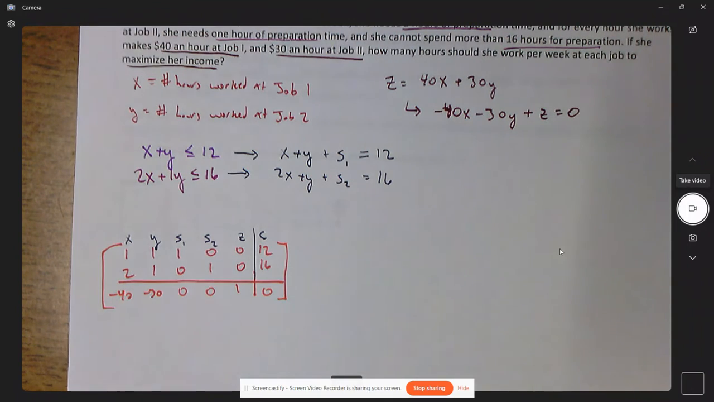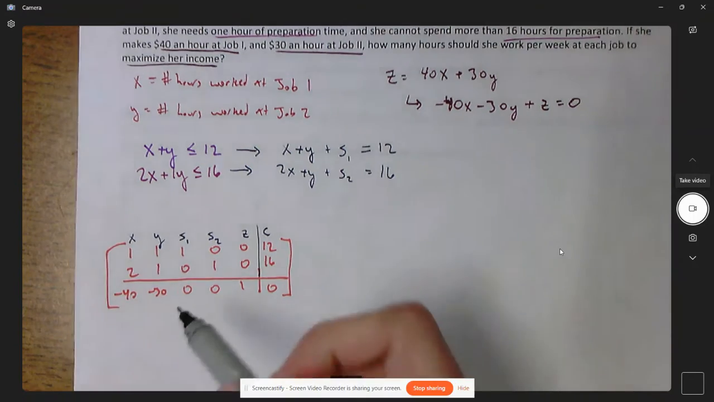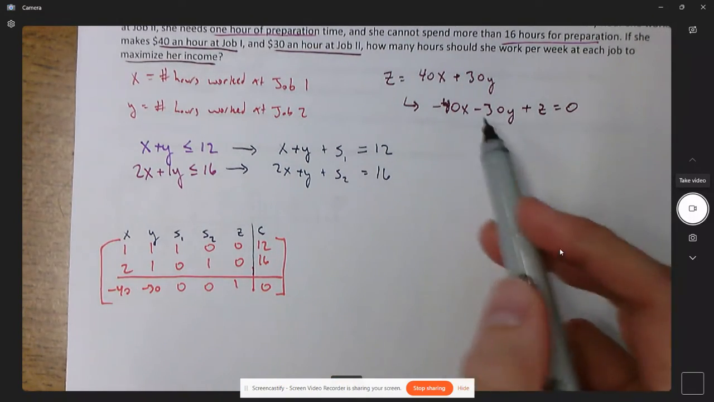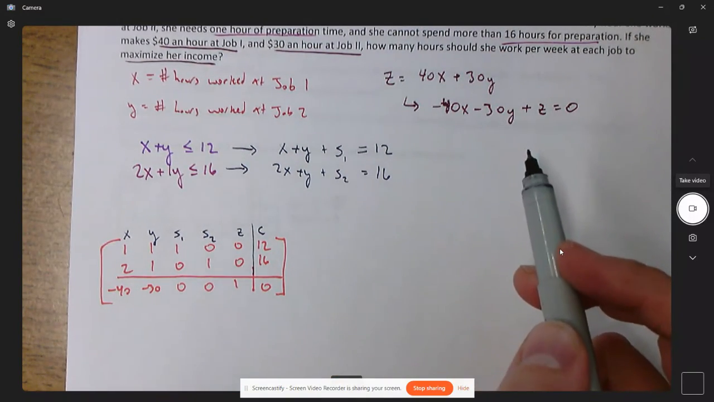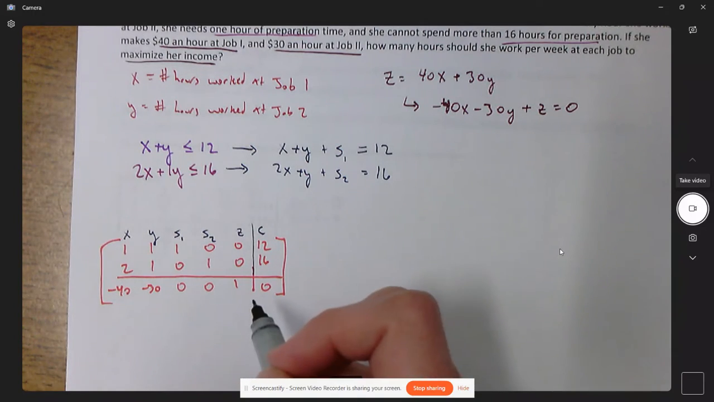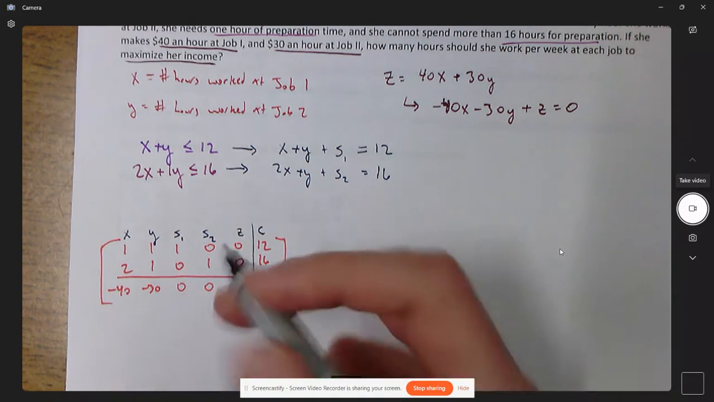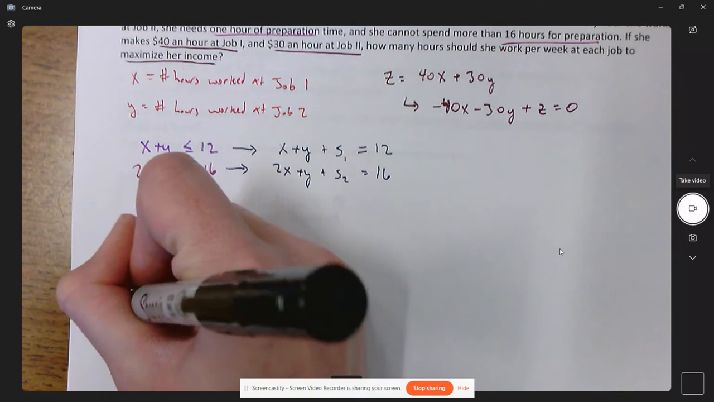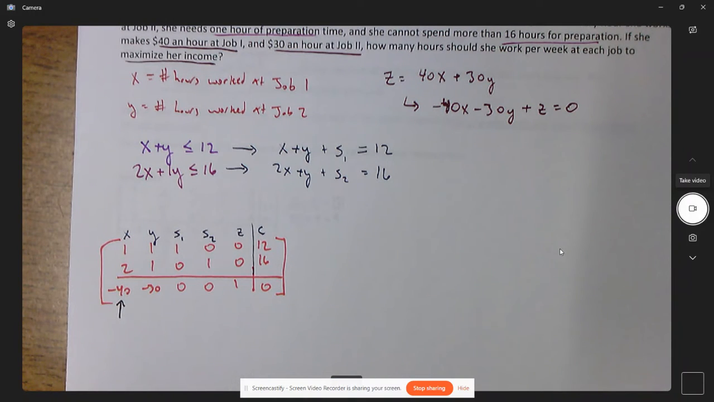Okay, so now we're going to do this pivot thing, right? So we're trying to figure out what numbers we are going to work off of. The first thing that you do is you take a look at this bottom row, the equation that we're trying to maximize here, and we're going to find the most negative number. The most negative number in this case is negative 40, so this is going to be the column that we choose to start with.